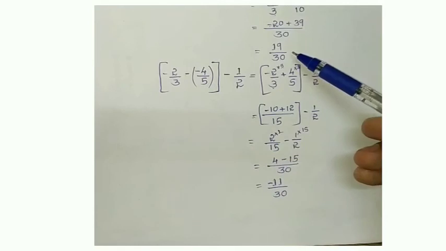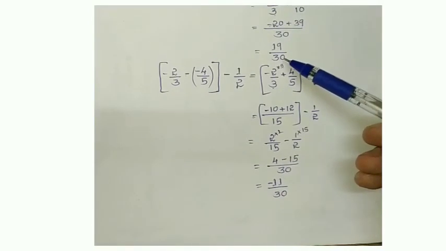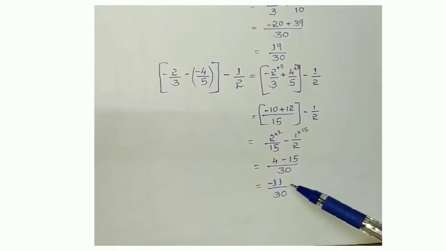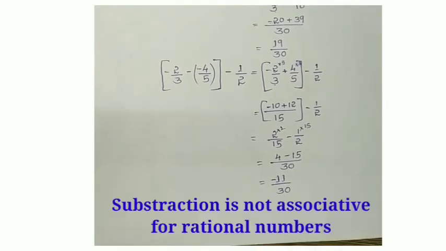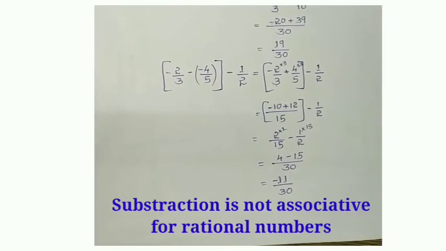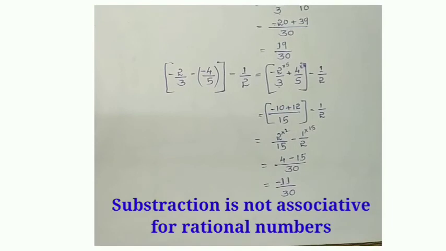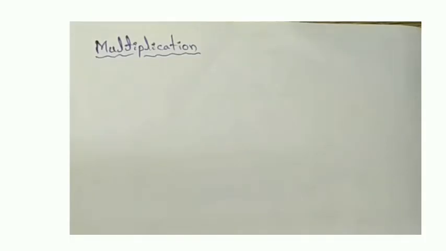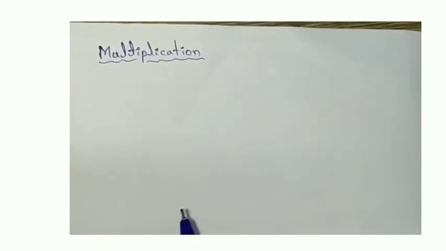But in our first calculation, how much did we get? We got 19 by 30. But here in the second calculation, we got minus 11 by 30. That's why we can say that subtraction is not associative for rational numbers. Now checking the multiplication for associativity of rational numbers.